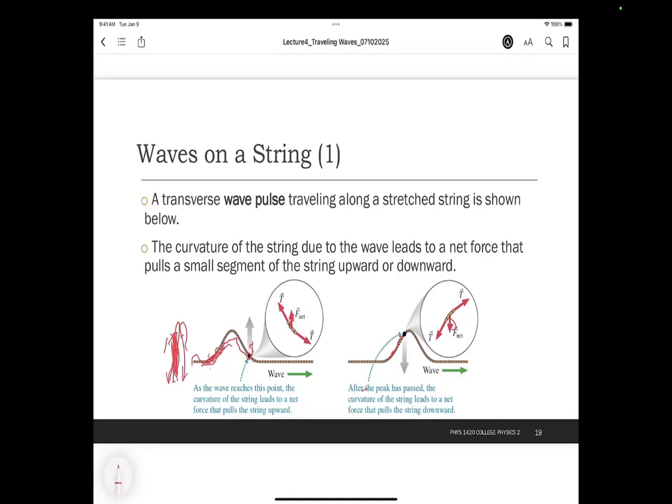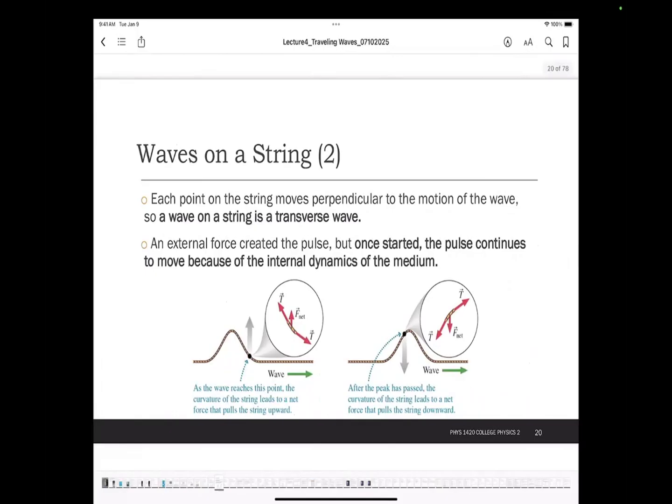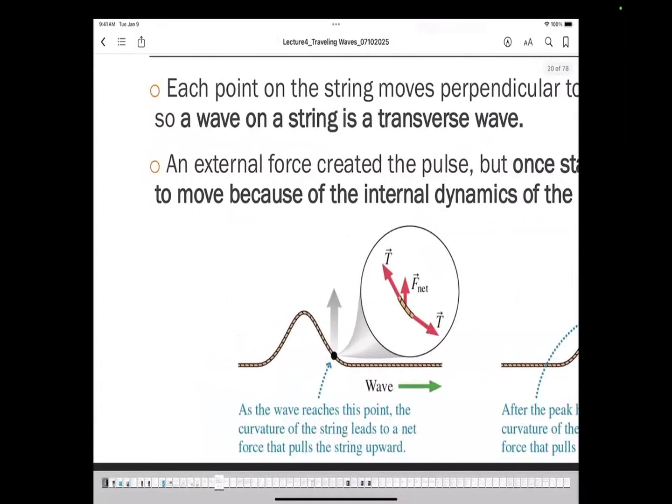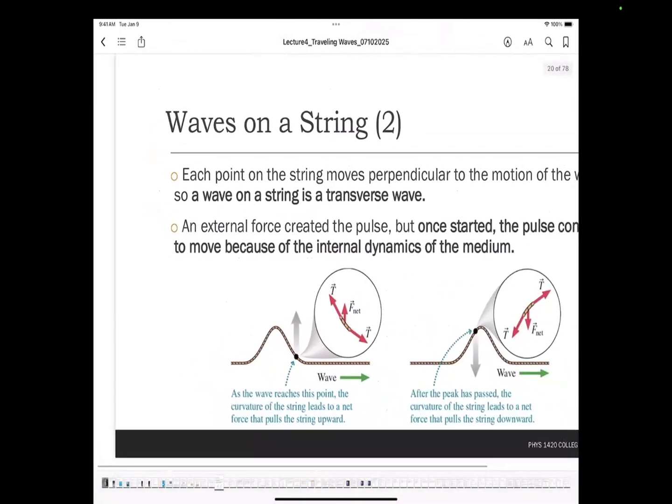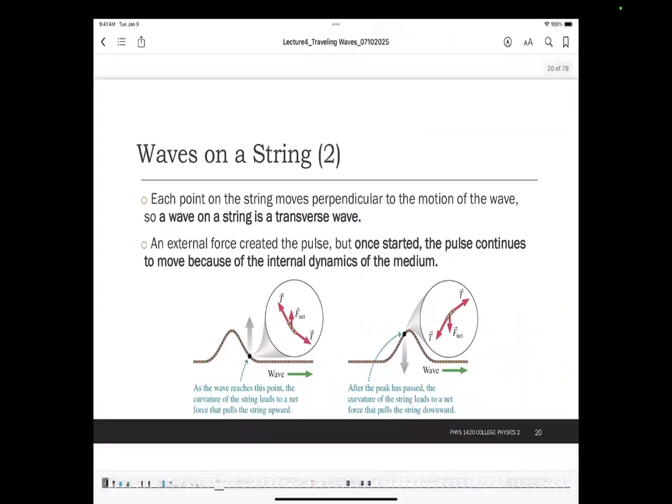This is how the wave travels on a string, and each point on the string moves perpendicular to the motion of the wave. Here, this is the wave direction, and the string always moves perpendicular to the direction of the motion of the wave. So a wave on a string is a transverse wave. That's the reason why we call it a transverse wave.